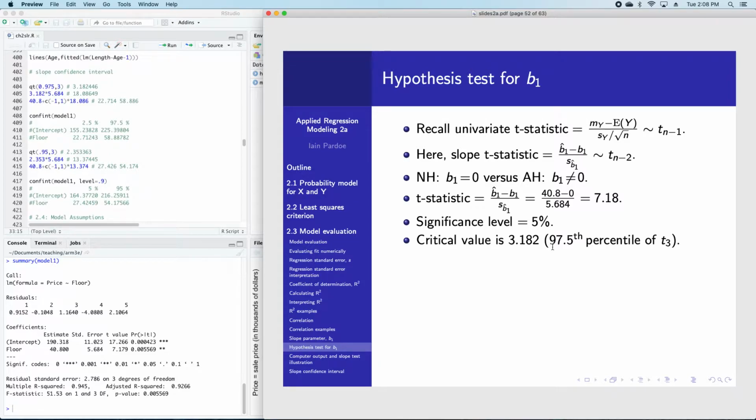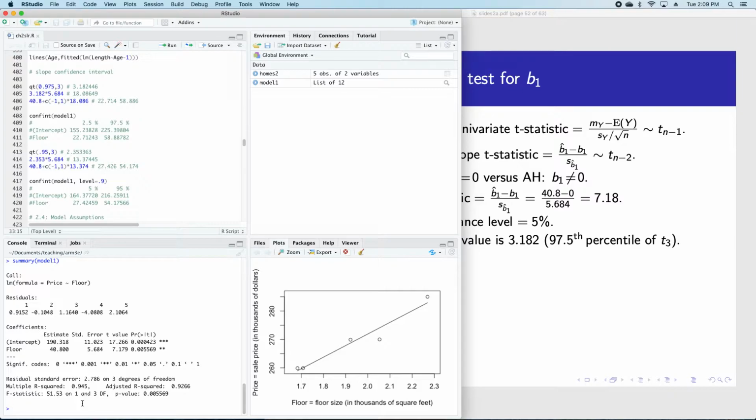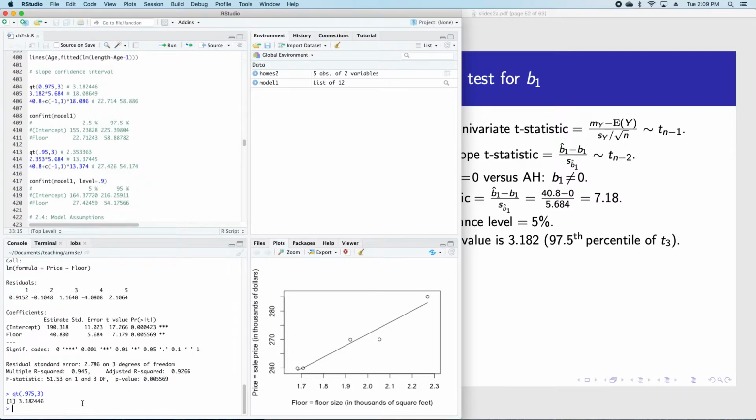So if we were to look at a table, we would find the 97.5th percentile of a t-distribution with 3 degrees of freedom is 3.182. Or we could find it using software. For example, using R, if I put 0.975, 3 degrees of freedom, using the qt function, that gives me my critical value there, 3.182.